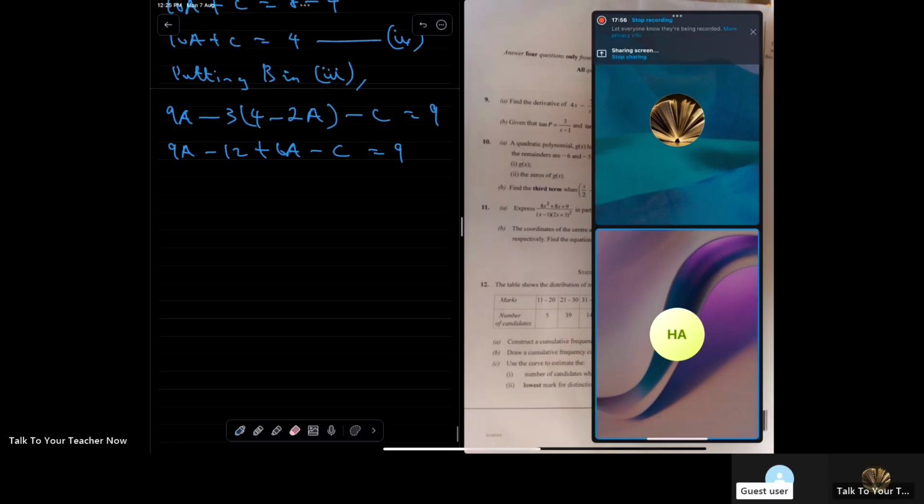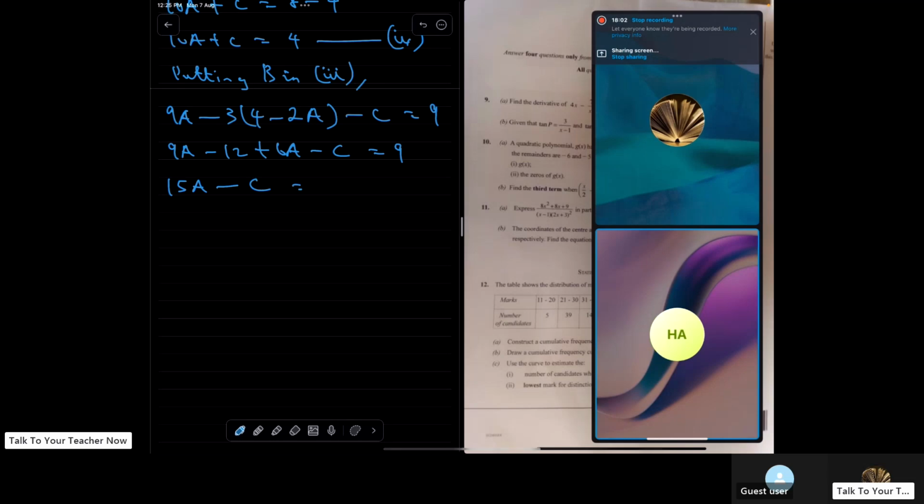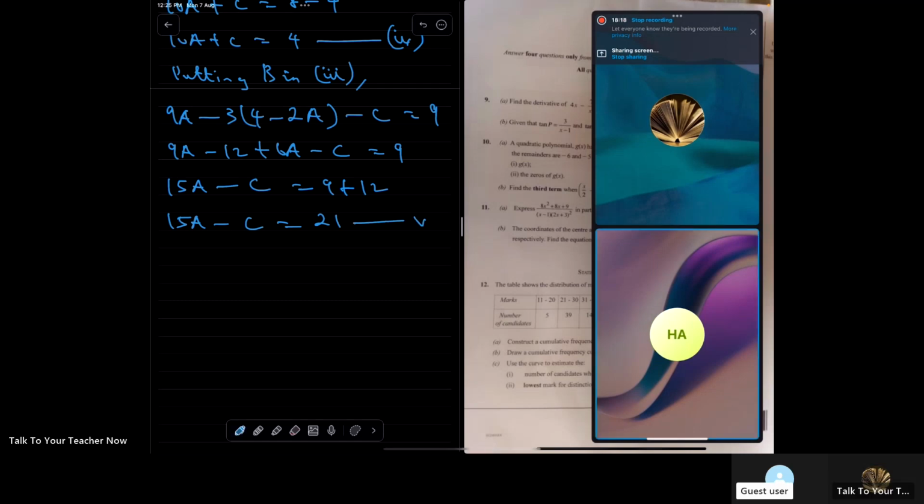15a minus c equals 9 plus 12. Don't be ahead of yourself. Take the 12 there and write it as plus 12. If you are too fast, you are going to make mistakes. And what equation would that be? Equation 5.